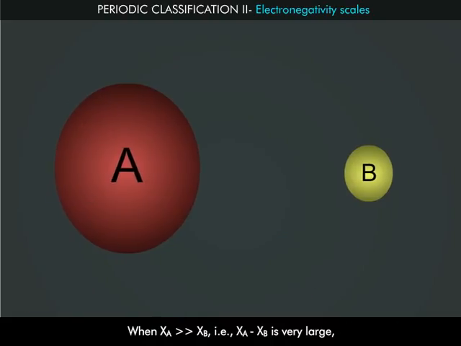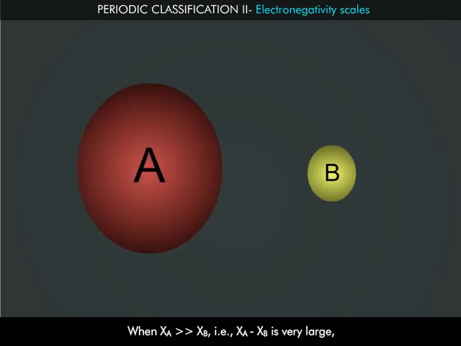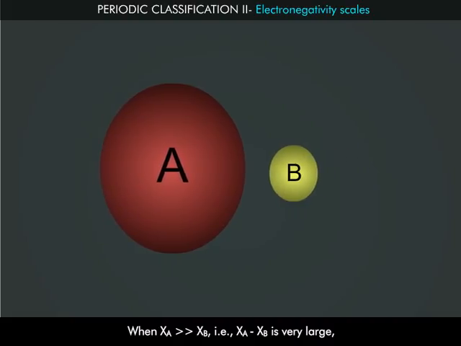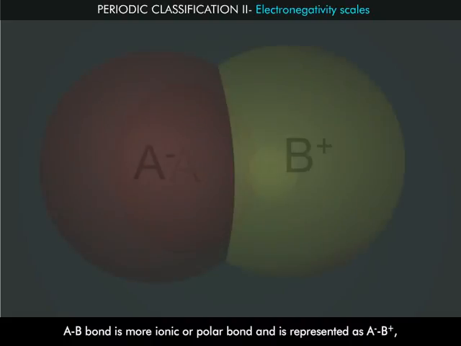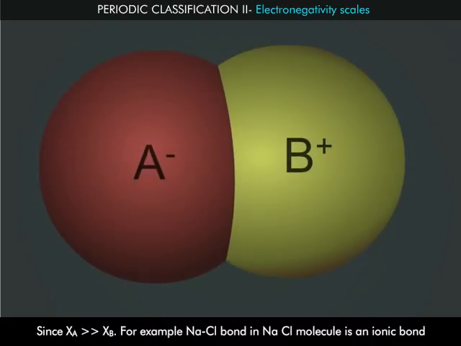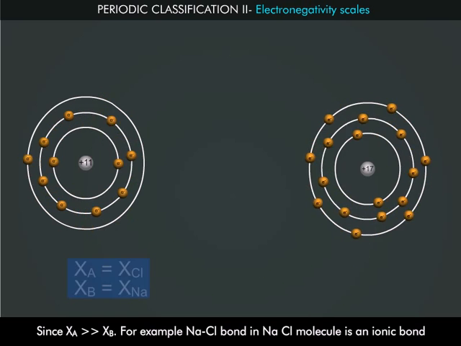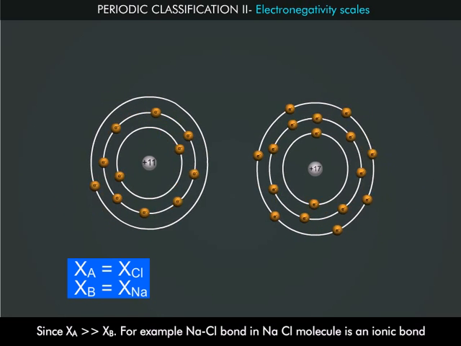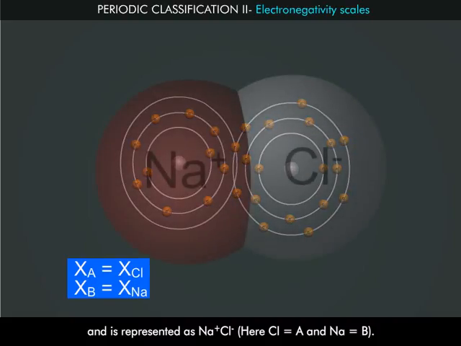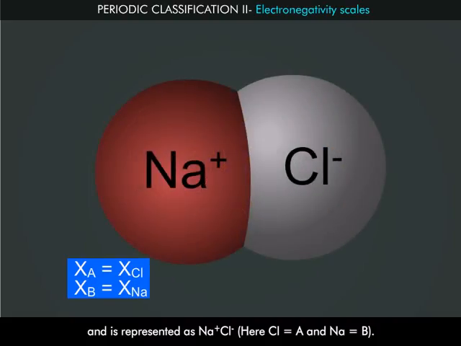When Xa is much greater than Xb, that is, Xa minus Xb is very large, the A-B bond is more ionic or polar and is represented as A- B+. Since Xa is much greater than Xb, for example, the Na-Cl bond in the NaCl molecule is an ionic bond and is represented as Na+ Cl-. Here Cl is equal to A and Na is equal to B.